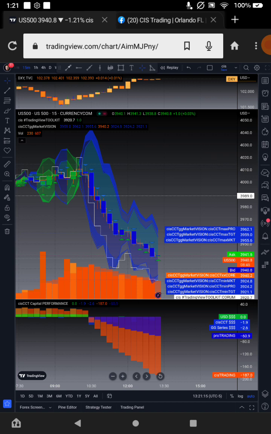Same thing on this 15 minute, non-responsive on any opportunity for an up move. That's a significant sign that there's not interest and there's no real capital leverage in the market to move it higher.